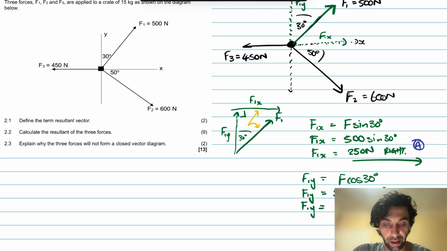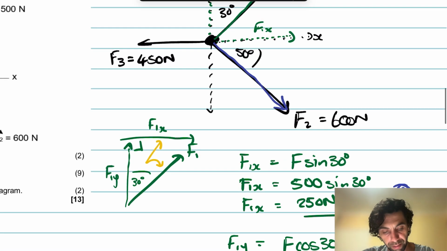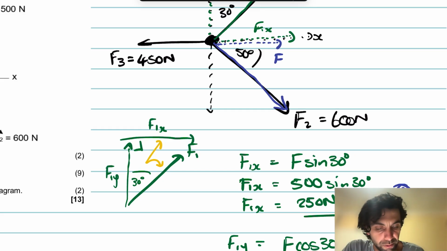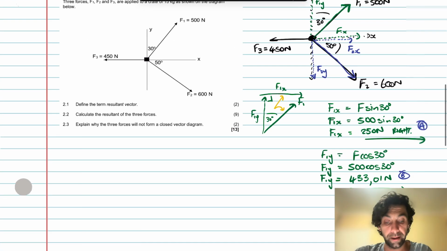Okay, so there we have it. We've broken that force up into its x and y components. Let's quickly deal with F2 over here, and I'm just going to make it blue. If I break this force up into its horizontal component, we are going to be left with F2x. That's what we like to call it. It's F2, but it is the x component, the horizontal component, and this one we'll call F2y.